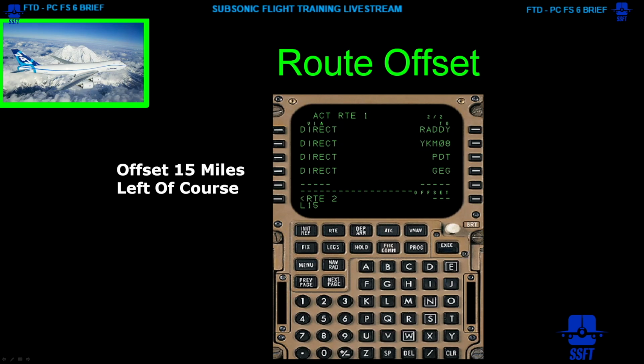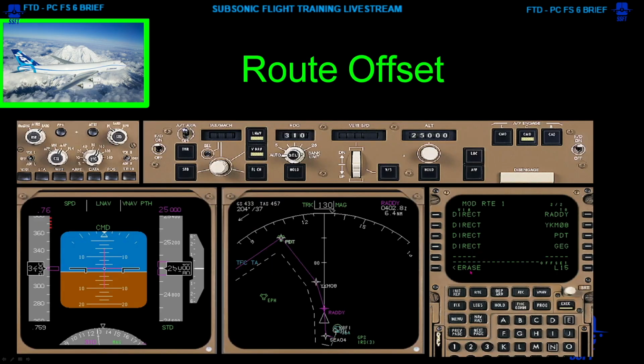You know, it's when you're in your route segment, basically, that you can offset left or right, of course, up to 99 nautical miles. So we're going to go ahead and put that in. And when you put that in, it goes in. And it is an executable item, so you'll verify it with the pilot flying, and he'll say, there's the offset, 15 miles left of course. Do you like it? Yeah, I like it. Execute.